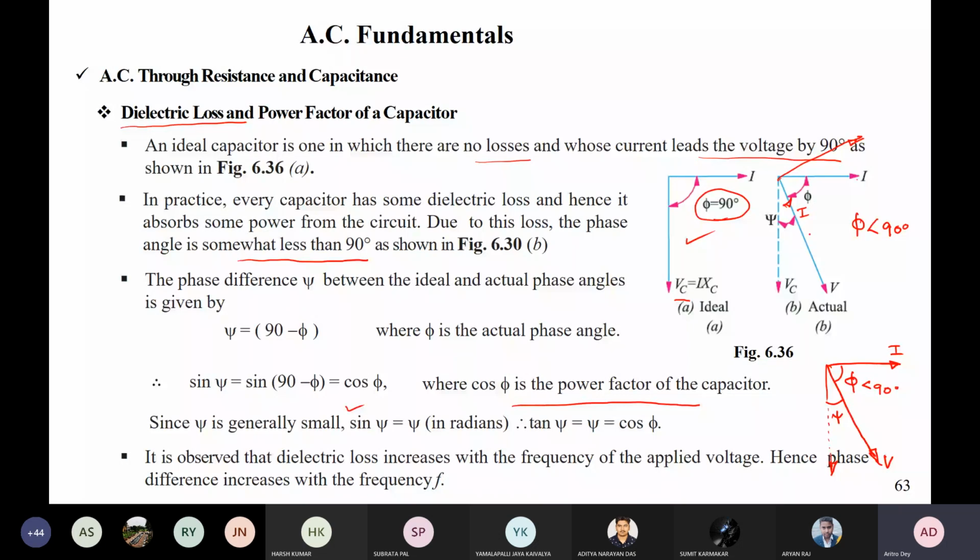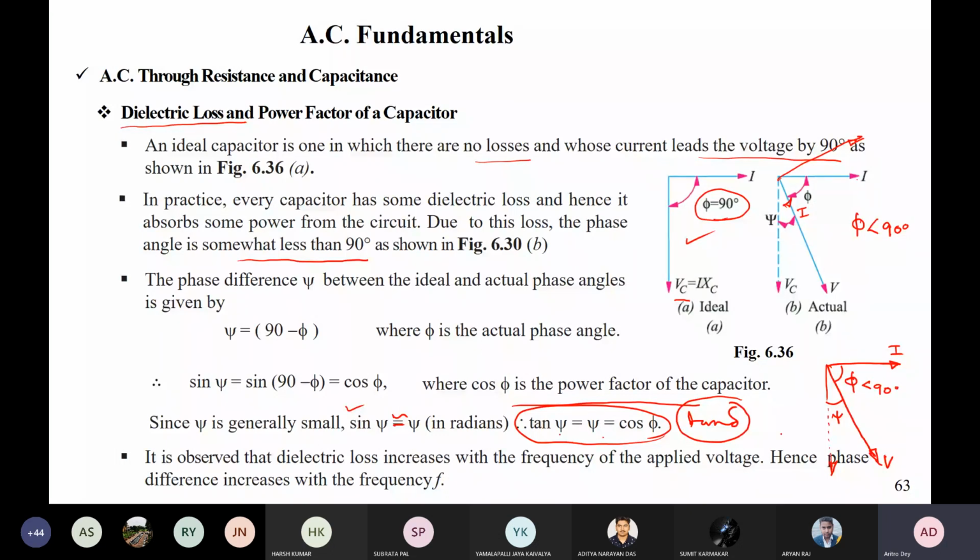If it is very small, then sine of psi can be approximately written as psi, when psi is represented in radian. So then we can write tan psi is equal to psi is equal to cos phi. Instead of tan psi we call it tan delta for the capacitor, and it is a very significant rating. We can characterize the dielectric loss for a particular capacitor by tan delta, or tan psi as we have written here.